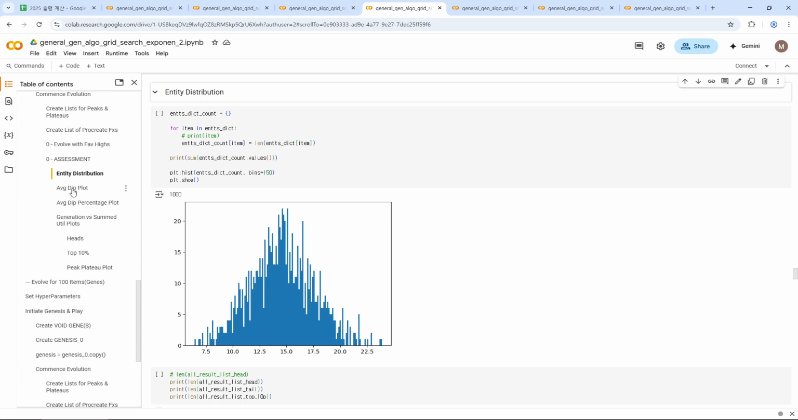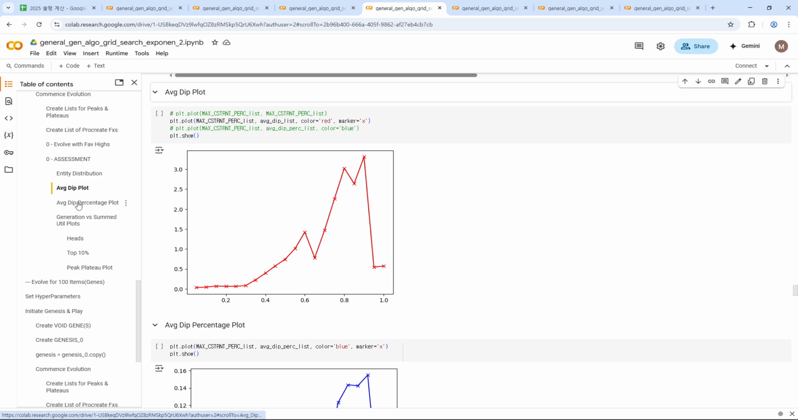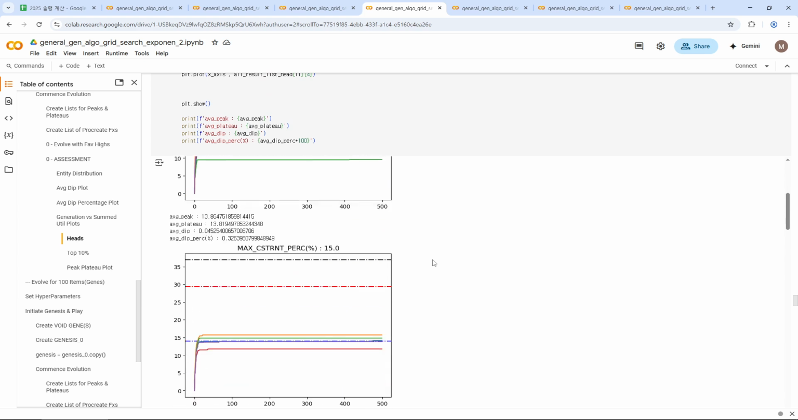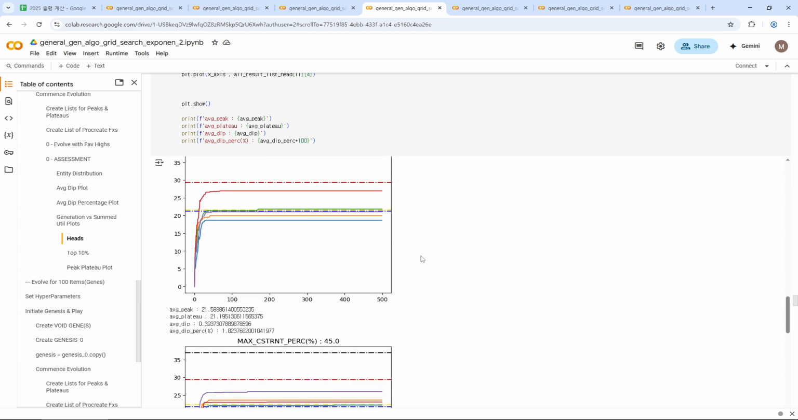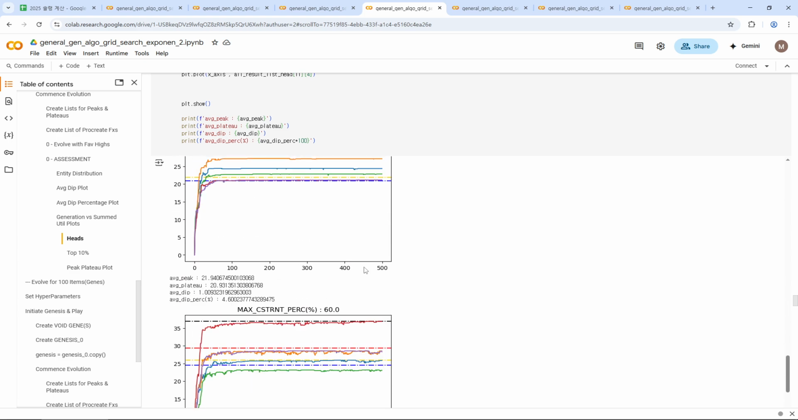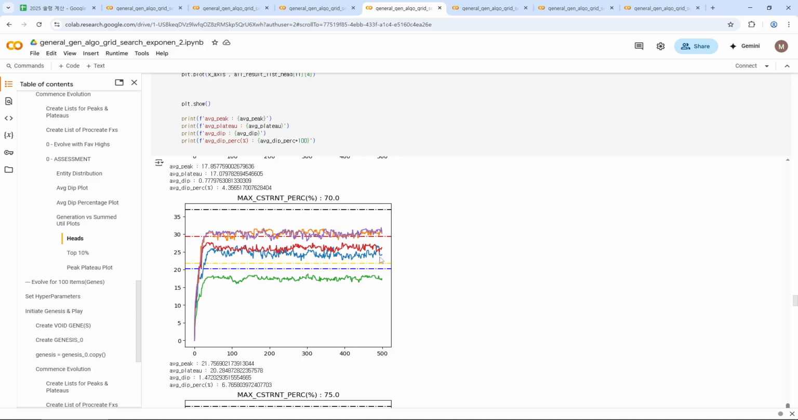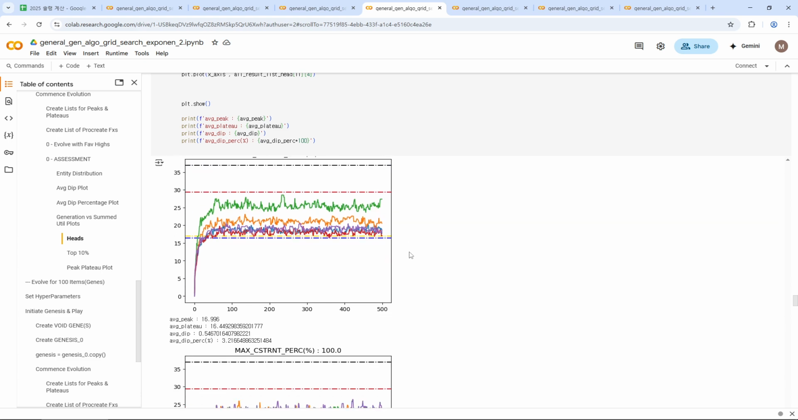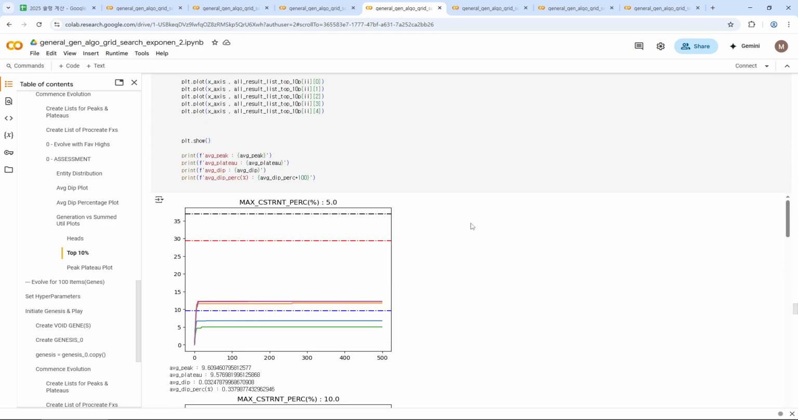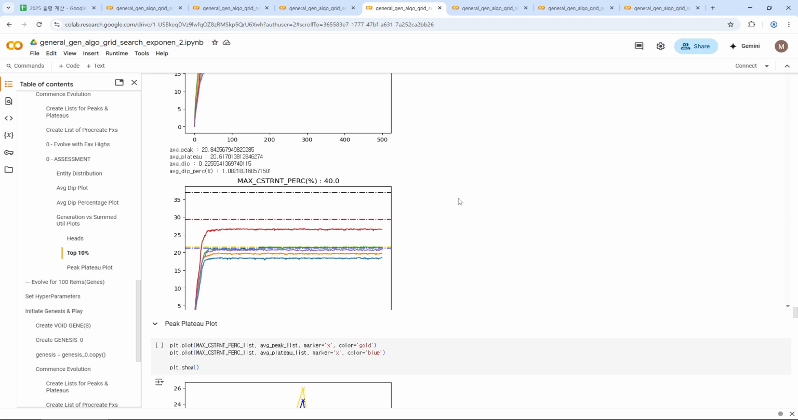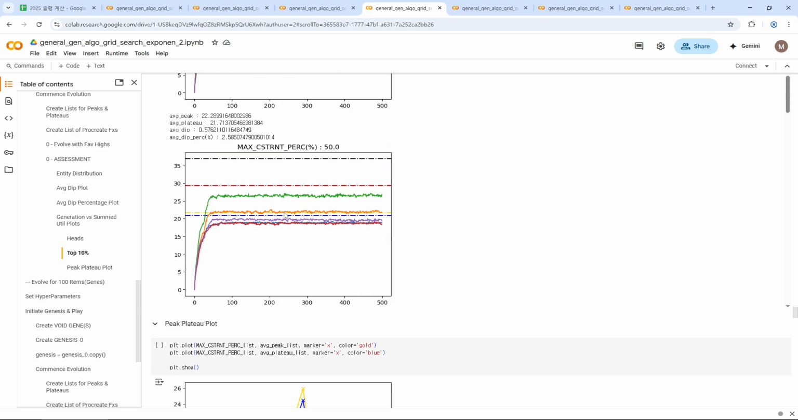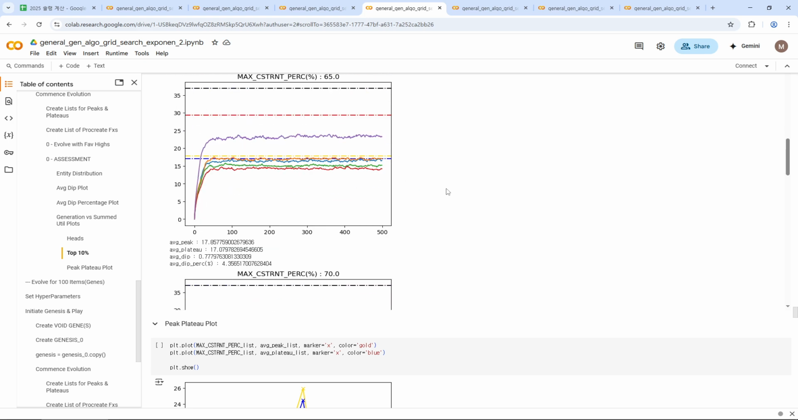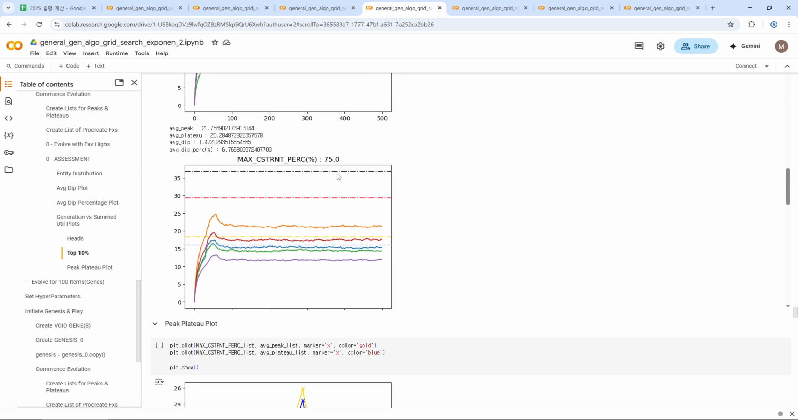Entity distribution, normal, average dip percentage, normal, average dip plot, percentage plot, all the same. Heads. 60? No. 65, 70, 75, 80, 85, 90, 95, 100. So let's have a look at 60%. 60%. 70%. 75%.